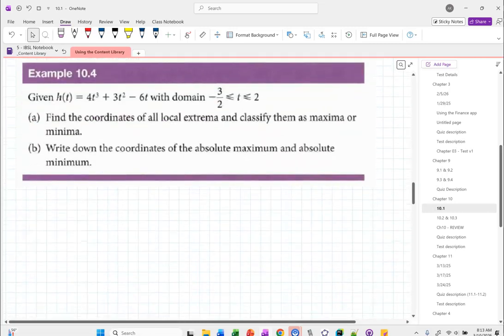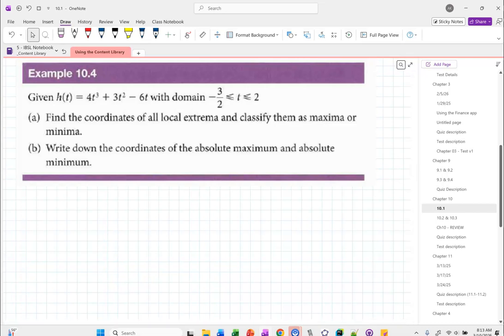Next one, it says h of t is equal to 4t cubed plus 3t squared minus 6t with the domain from negative 3 halves less than or equal to t less than or equal to 2. It says find the coordinates of all the local extrema, classify them as minimums or maximums, same as we've been doing. And then part B says write down the coordinates of the absolute maximum and absolute minimum.